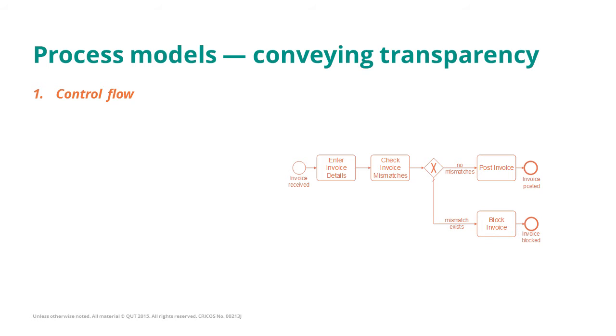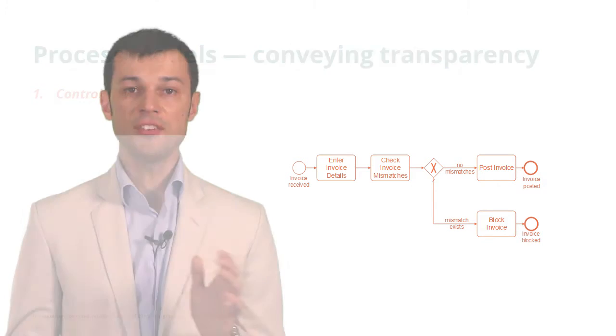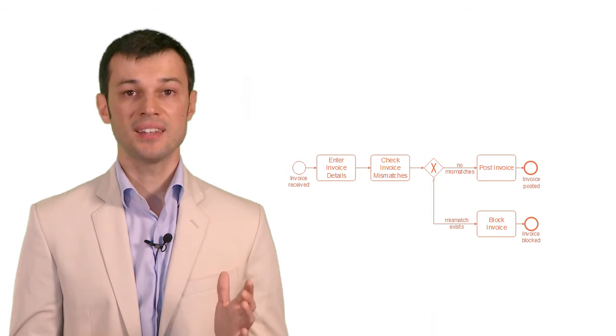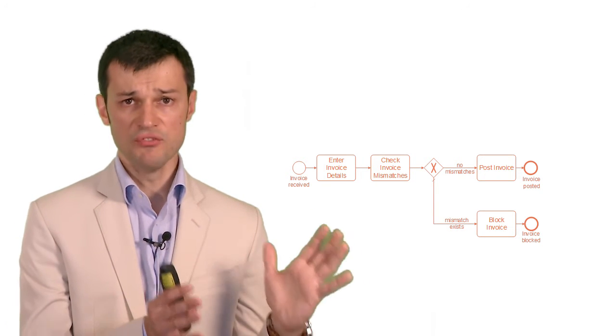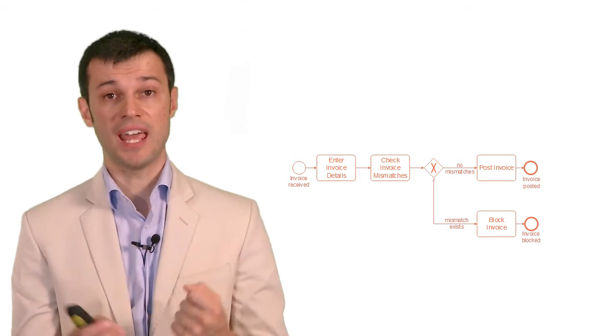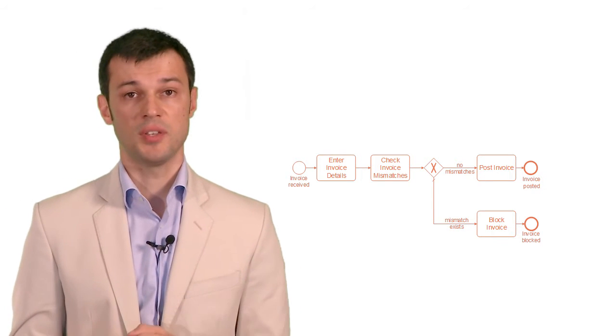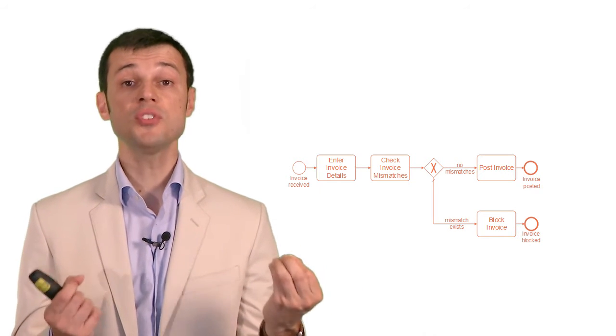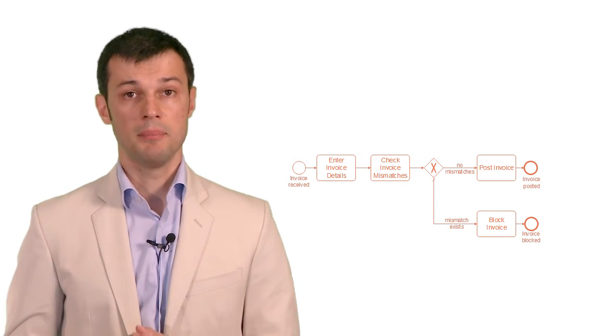Then we need to check the invoice for mismatches, and we may have two possible outcomes of these activities. On the one hand, if there are no mismatches, then we proceed with the posting of the invoice. Otherwise, if there are mismatches, we need to block the invoice. As you can see in this simple example for handling invoices, we have represented a number of events: invoice received, invoice posted and invoice blocked, with invoice posted and invoice blocked being the two possible outcomes of this overall business process.